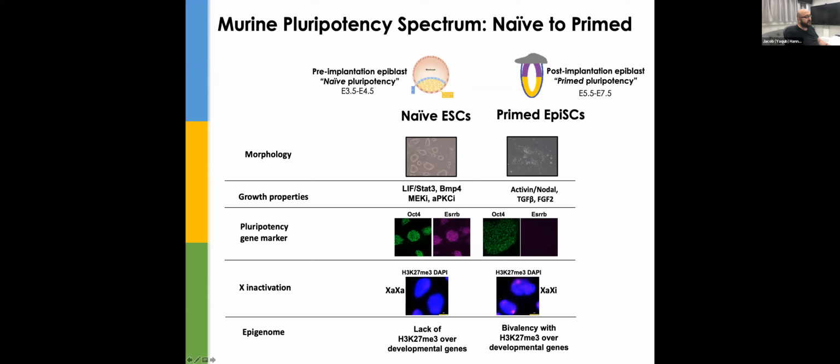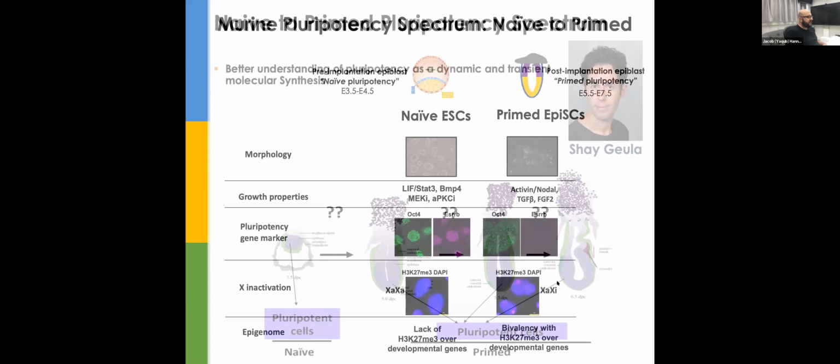And there are differences. For example, the primed cells are more flat. They express certain genes like OCT4, just like the naive, but they're not fully differentiated, but they have started differentiation. For example, the X chromosome is already inactive. DNA methylation is already high in them. So they're somehow primed to the initiation of differentiation. And this is where we start.